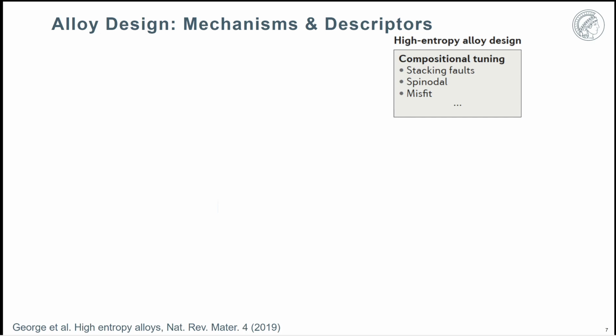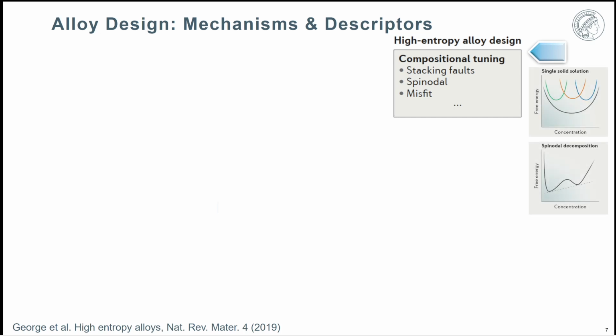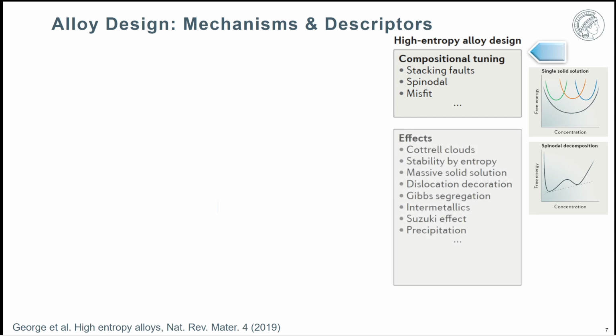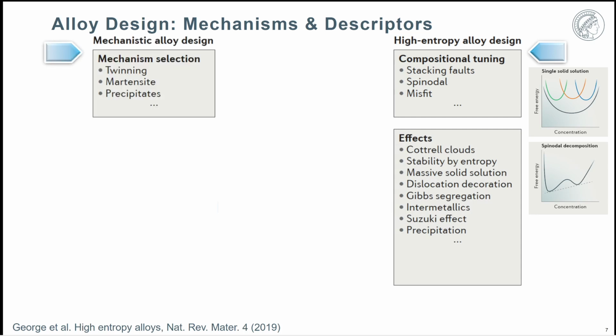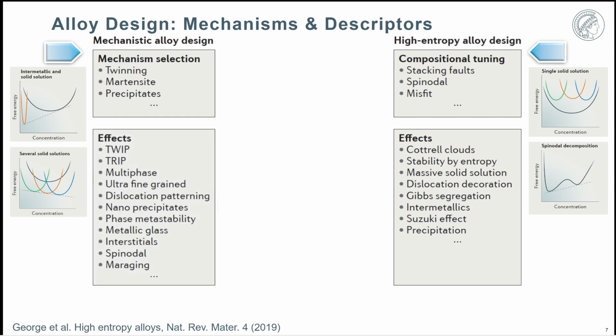Now let's roll out a little bit what we can do with all these compositional features. It has been shown before for classical high entropy alloy design that, due to this massive mixing of elements, you have a number of mechanisms and effects at your disposal to design specific structural and mechanical property features, many of which are named here. You see, for instance, compositional tuning for stacking faults, spinodal effects for the misfit that then create certain microstructural or strain hardening effects like shown here on the right hand side, or on the left hand side when we tune them for certain mechanisms such as twinning, martensite formation, precipitate formation, and so on.